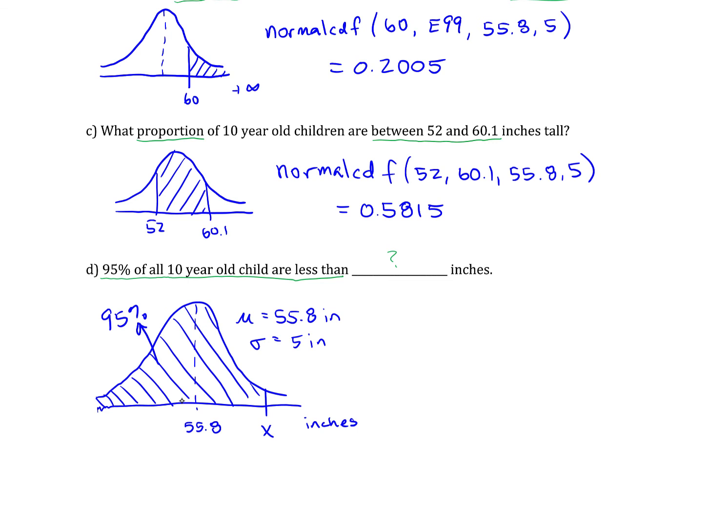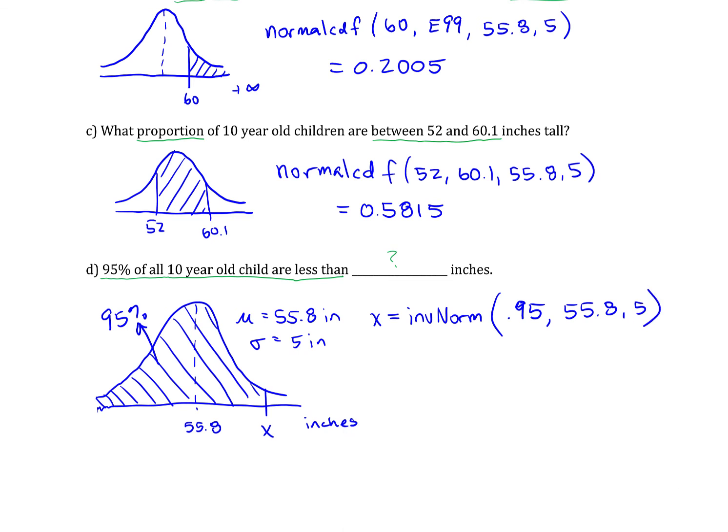And so in order to find a value that's relative to the units of measure of the mean and standard deviation, that's where I use inverse norm. So x equals inverse norm. And it takes 3 inputs. The inputs it takes are the area to the left of the missing value. So the value I'm looking for, x, has 95% of the area under the curve to the left of it. And then the last 2 inputs are still the mean and the standard deviation.